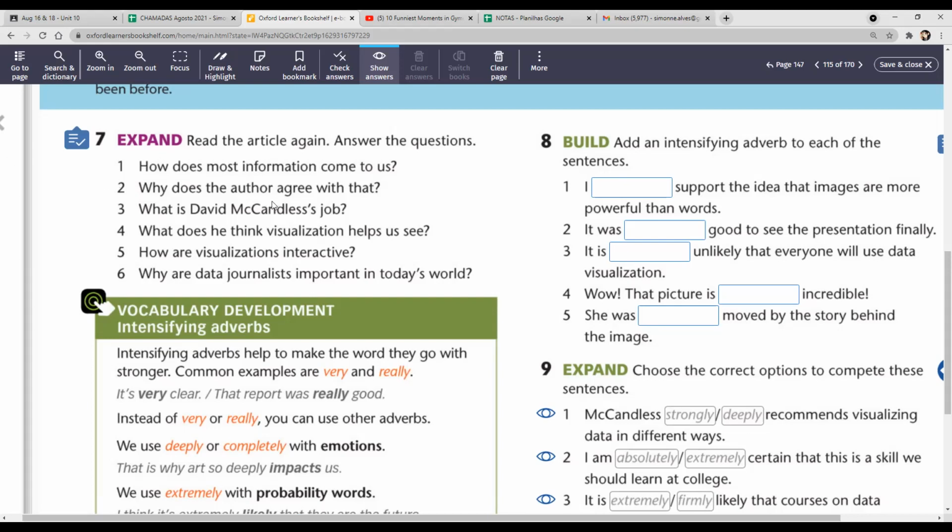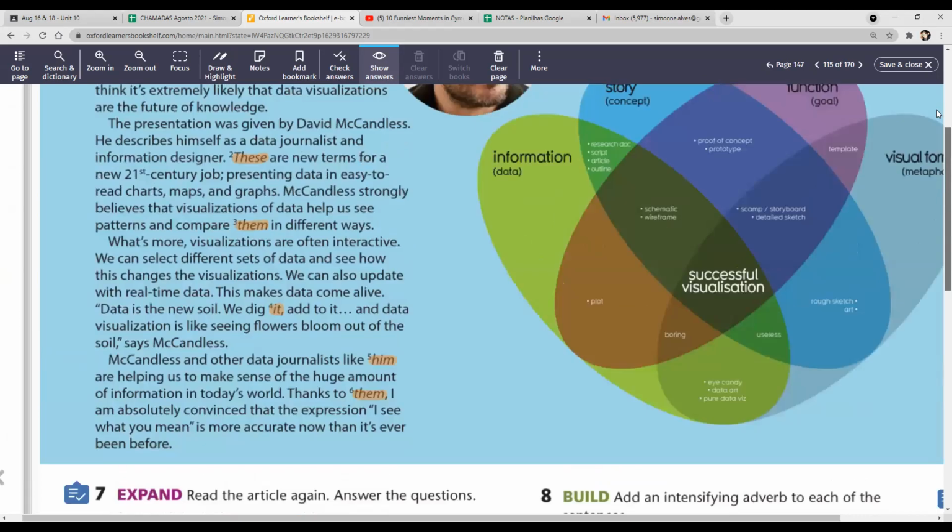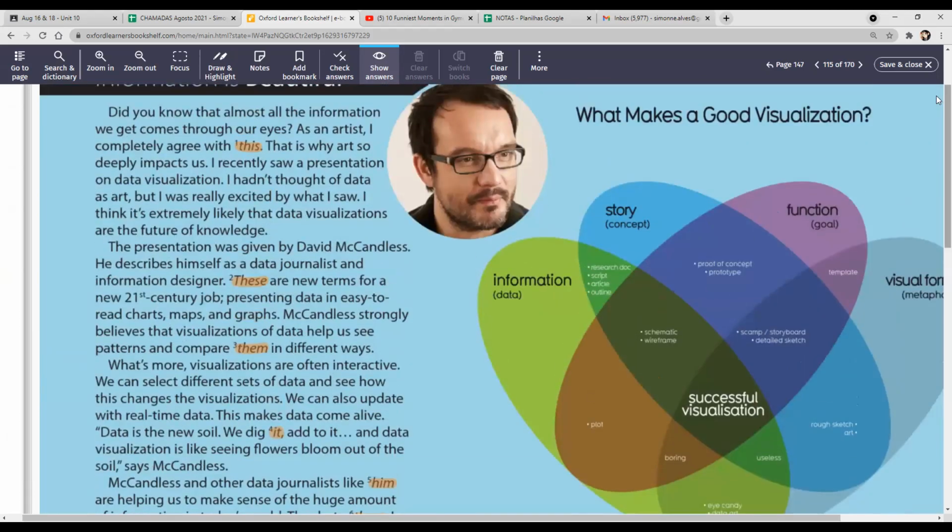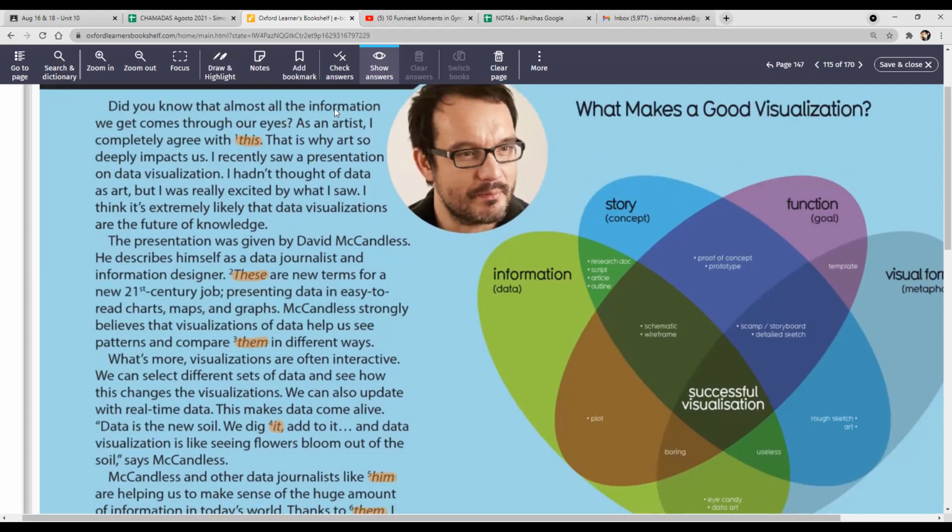Okay. So why does the author agree with that? Because he's an artist. Yes, and he says that, look, almost all the information we get comes through our eyes because we spend most of the time online, don't we? We check the internet almost all day long. We check our cell phones all the time. We're connected almost 24/7. Aren't we? So all the information or almost all the information we get comes through our eyes, right?